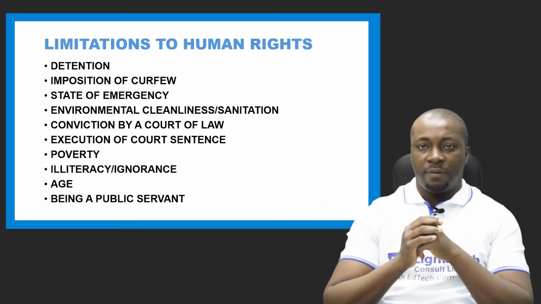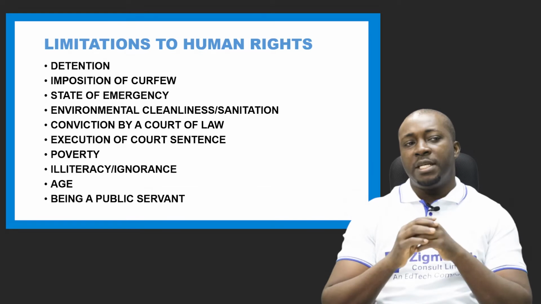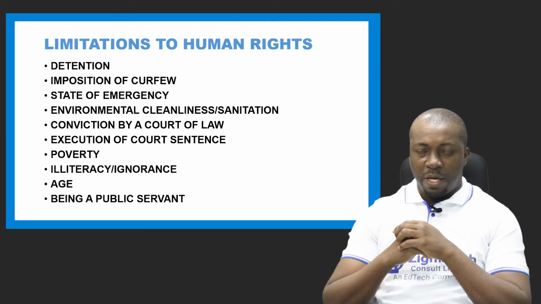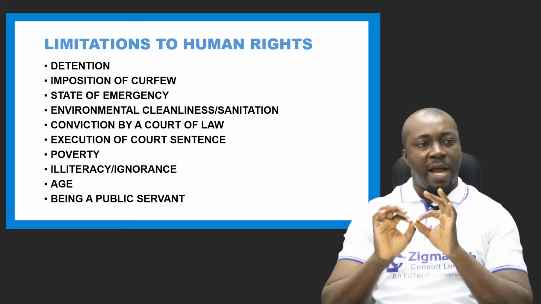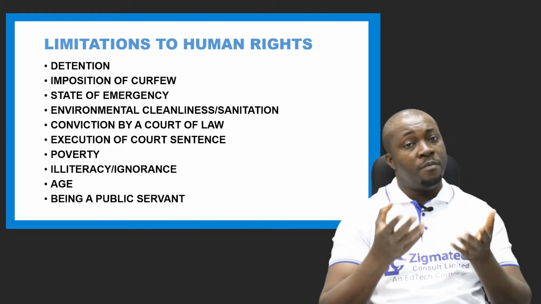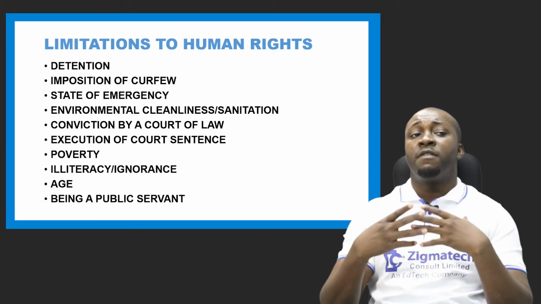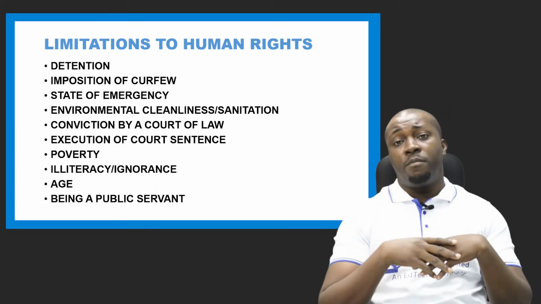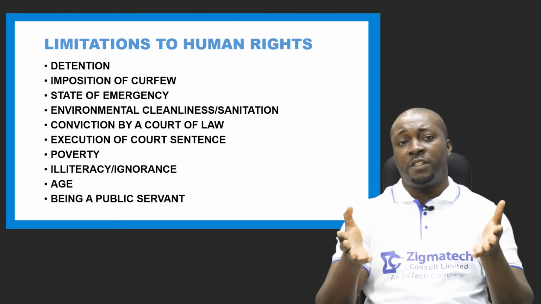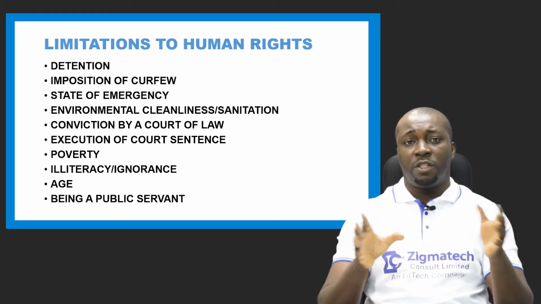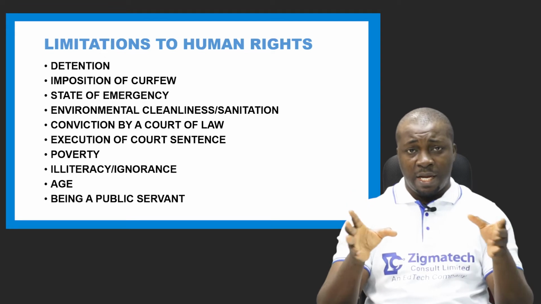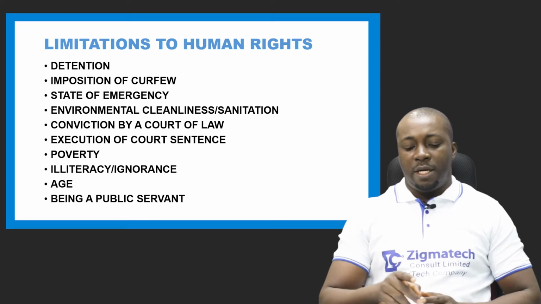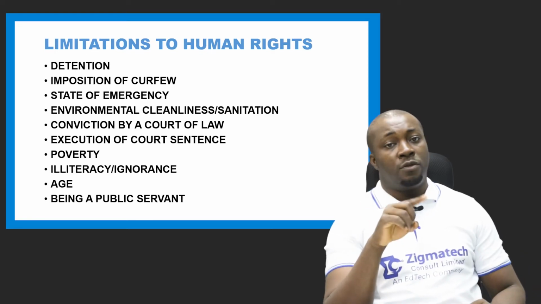One is detention. When a person is detained by a law enforcement agency for any reason, at that point of detention, it could be for interrogation, it could be for investigation, it could be that a person is a suspect. It could be in the course of enforcing an emergency period or state of emergency in the country. Now, when a person is detained, that period of time, the person cannot enjoy the right to movement.